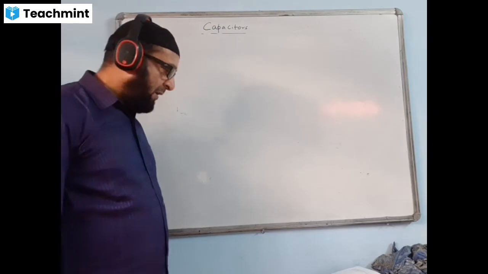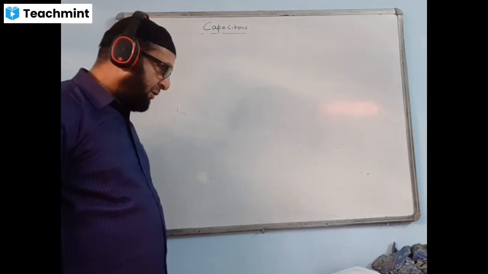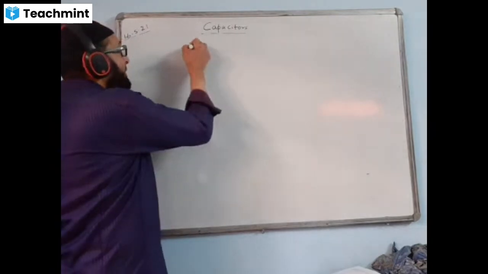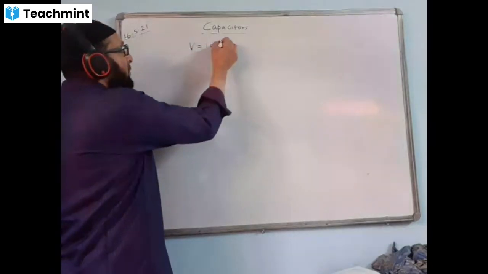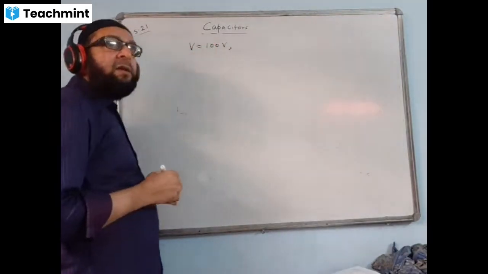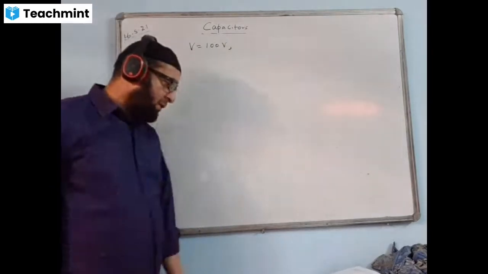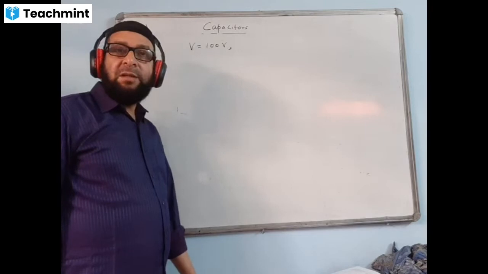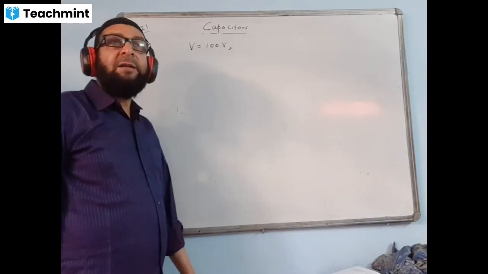Okay, we'll do it the simple way. Voltage is given as 100 volts, and there are 20 capacitors. The capacitance of each is 5 microfarad, and they are connected in parallel. You know, in parallel, simple addition takes place.